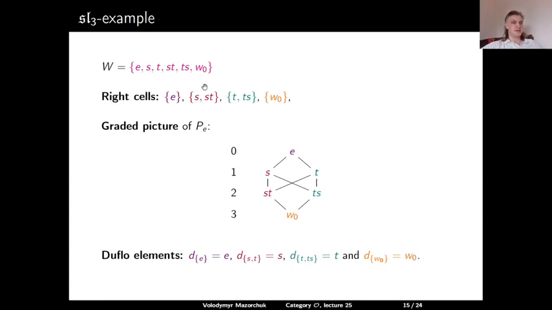The right cell {s, st} has two elements, and the simple subquotients for these elements in P_e appear here and here in degrees 1 and 2. And the element in degree 1 covers the element in degree 2, so it generates a submodule such that the cokernel, e and t, is killed by all elements in R. So the Duflo element for this right cell {s, st} is s. Similarly, the element t is the Duflo element for the right cell consisting of t and ts.